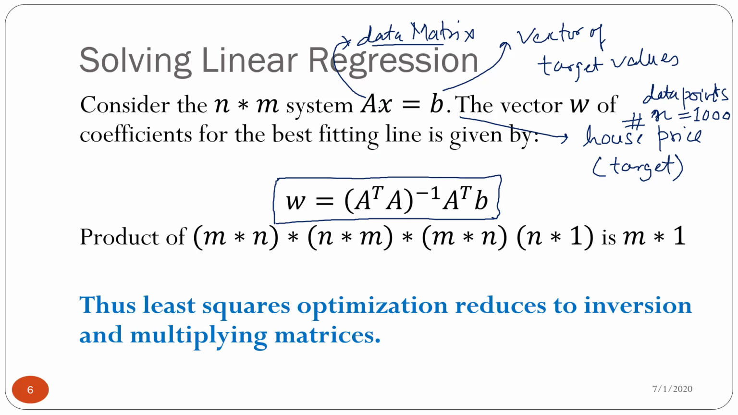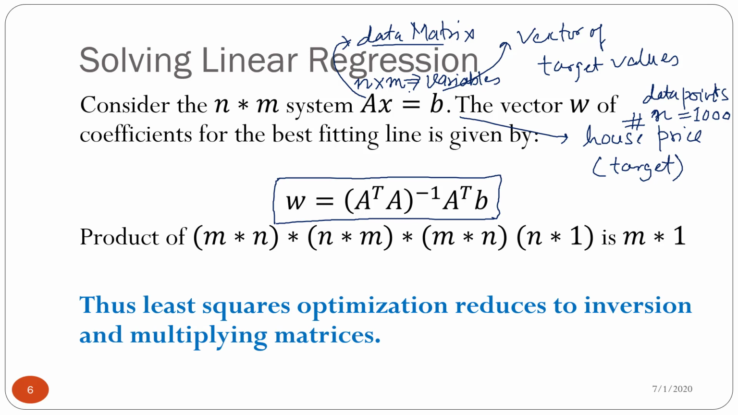Now what is this data matrix? The data matrix would be of the dimension n, because these are 1,000 houses, times m, so n rows and m columns. So what are these m columns? M columns stands for the m variables.